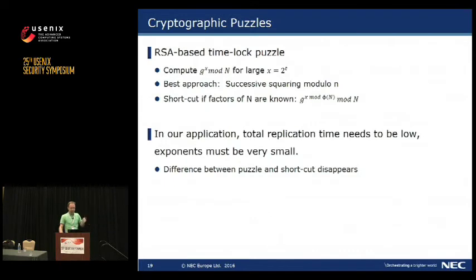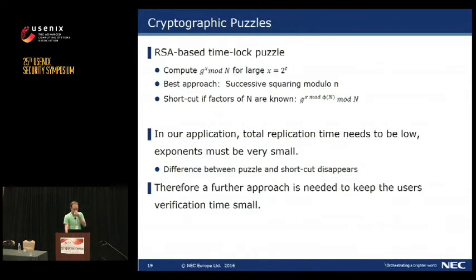However, it's difficult to apply it straightforwardly, because the exponents need to be very small. Like if you have 2000-bit exponents, replication of a 100 megabyte file already takes several hours. So exponents have to be extremely small, but then of course you do not really have a good trapdoor, because modulo phi of n, if it's smaller than phi of n, there is no advantage for the user.